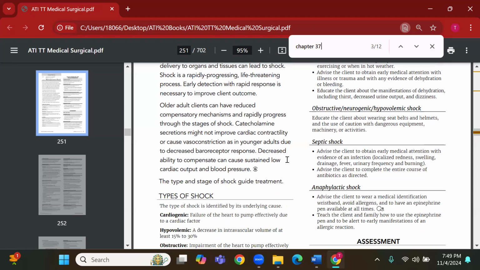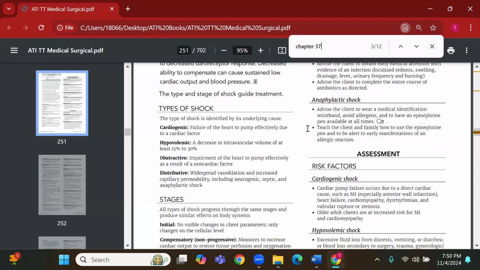Remember, we talked about the body will try to compensate, but the older you get, you don't do that as well, okay? And then they could rapidly progress through the stages of shock, which is a little bit scarier for them. Catecholamine secretions might not improve cardiac contractility, decreasing the ability to compensate. Okay, just know that older adults can't compensate as well.